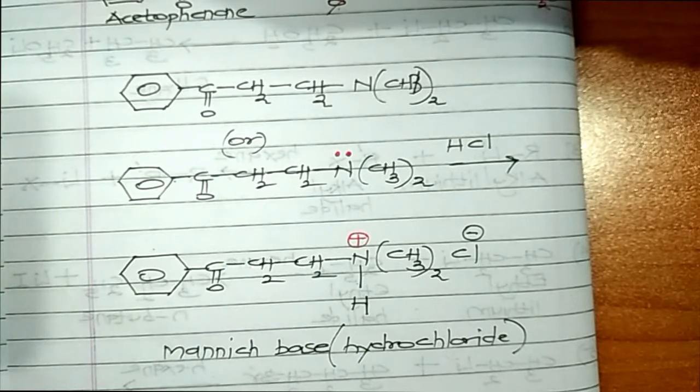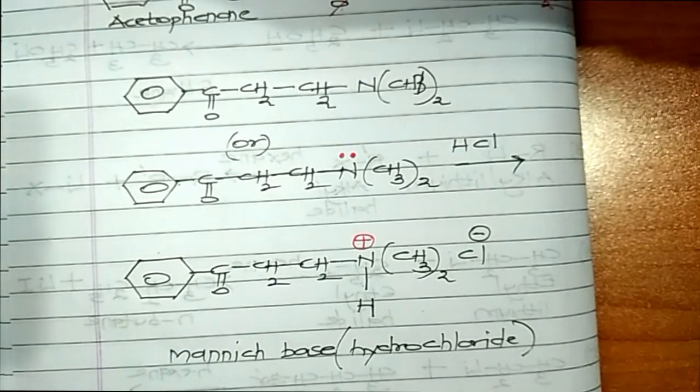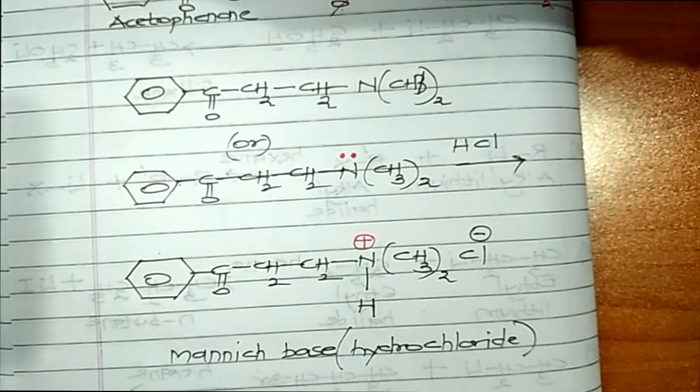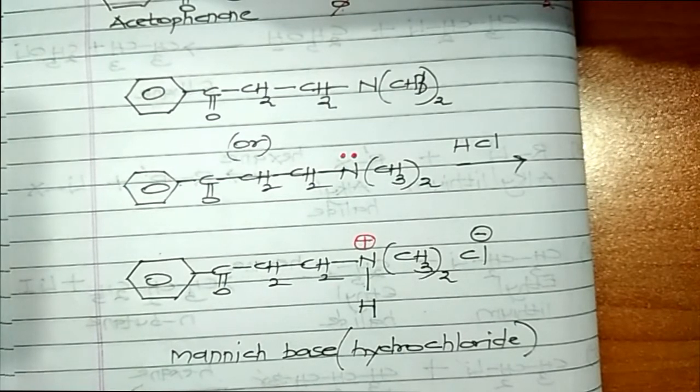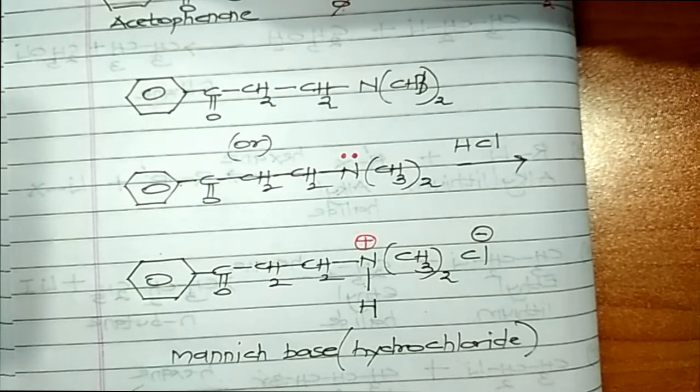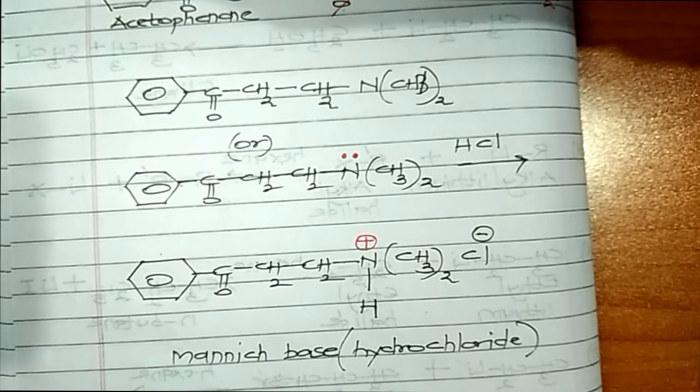So this is a multi-component synthesis where you are using more than 2 components in a reaction vessel. Is it not more than 2 components? You have acetophenone, you have formaldehyde, you have dimethylamine. So you have more than 2 components. The category is multi-component synthesis.